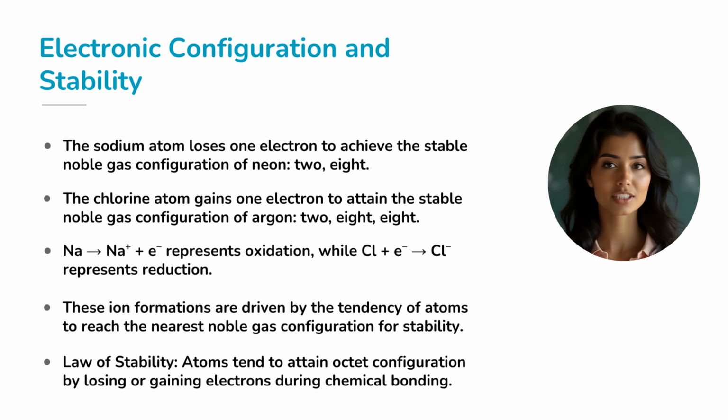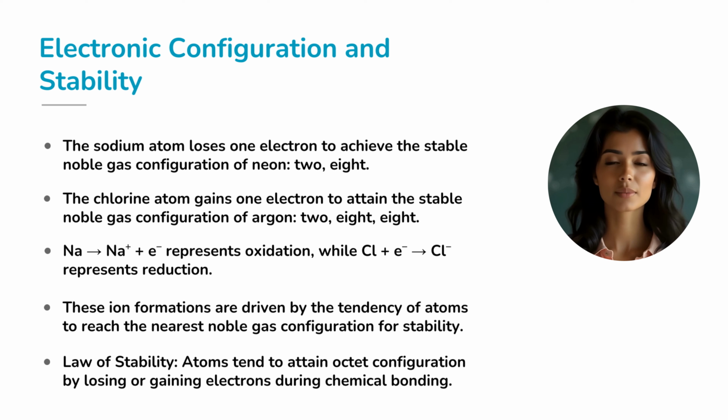The sodium atom starts with an electronic configuration of 2 electrons in the first shell, 8 in the second, and 1 in the third shell, spoken as 2, 8, 1. By losing that single valence electron, sodium attains a stable noble gas configuration, 2, 8, just like neon. This electron loss is called oxidation.